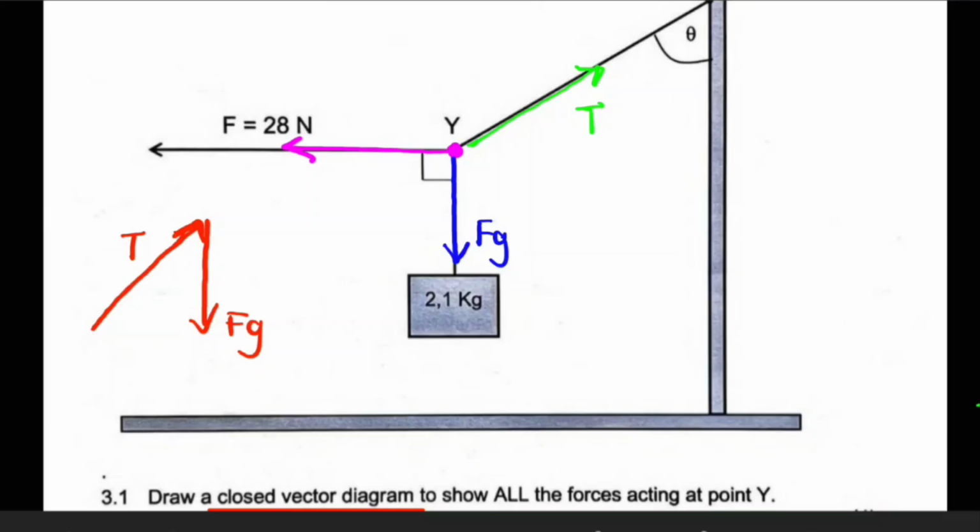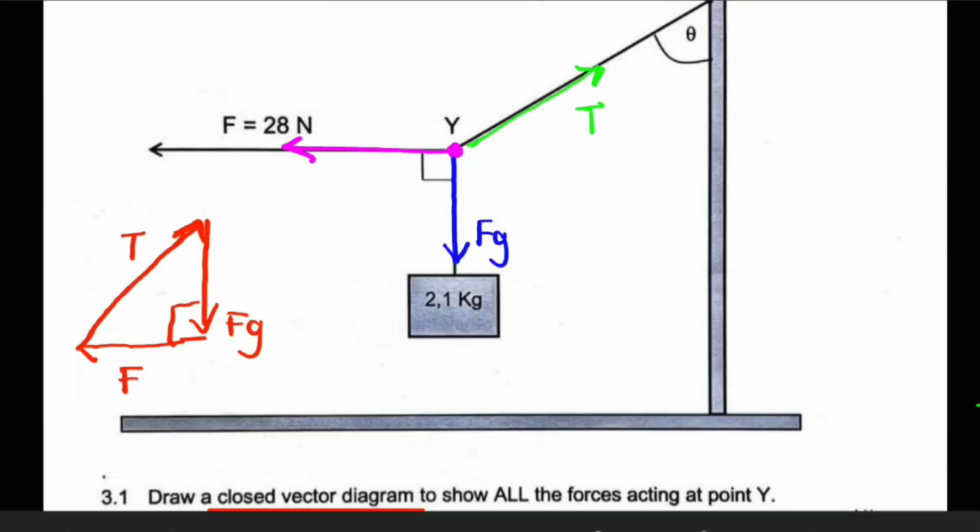And the last force that we're left with is this force applied, which they are just calling F. So the tail of F touches the head of Fg, and the arrowhead of F touches the tail of T. So notice what this has done is that it has allowed us to draw a triangle, specifically a right-angled triangle.